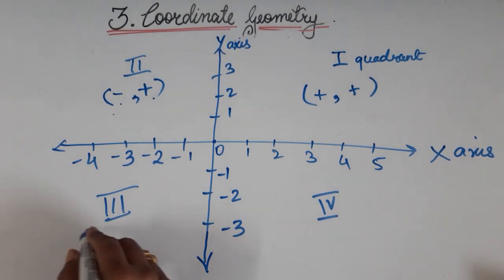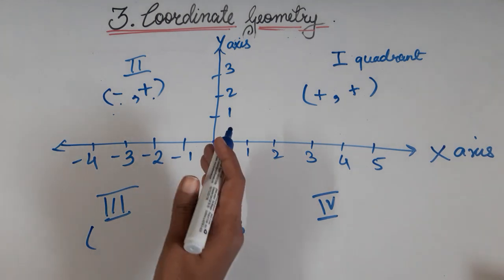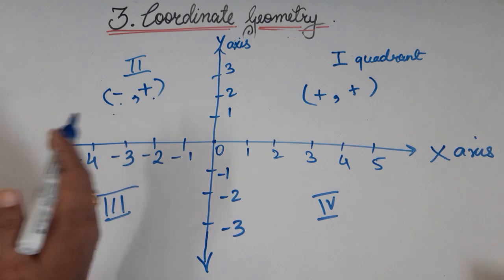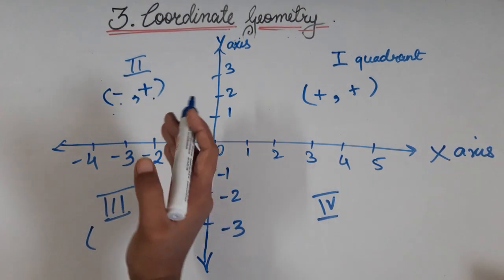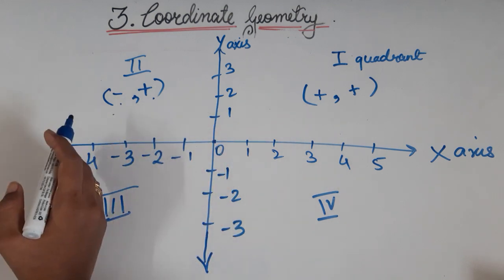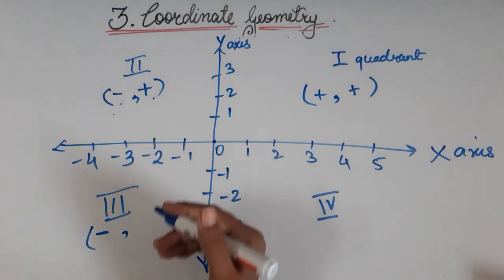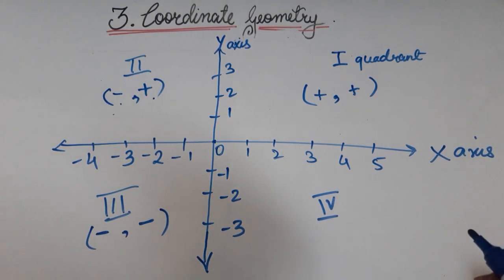In the same way, for the third quadrant, the points are to the left side of the origin and below the origin. To the left side of the origin means what? Negative x coordinate. And below the origin means what? Again negative y coordinate. So minus, minus. In the third quadrant, both the x and y coordinates will be negative.